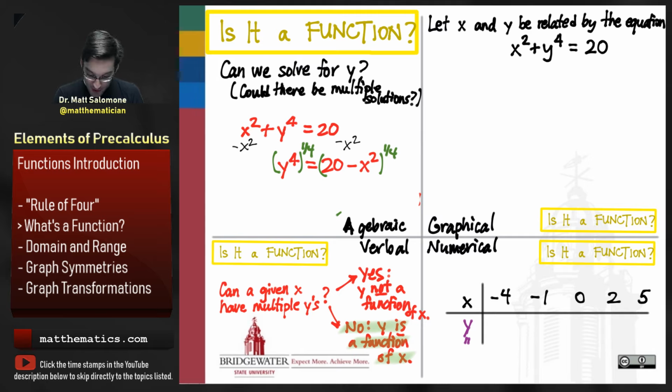And I end up getting an expression on the right-hand side, 20 minus x squared to the quantity 1/4, which looks as though it has a single value for a given value of x, because it does. The problem in the algebra that we're doing here, though, is that I'm taking a root that has an even index. The denominator of my rational exponent here is 4.